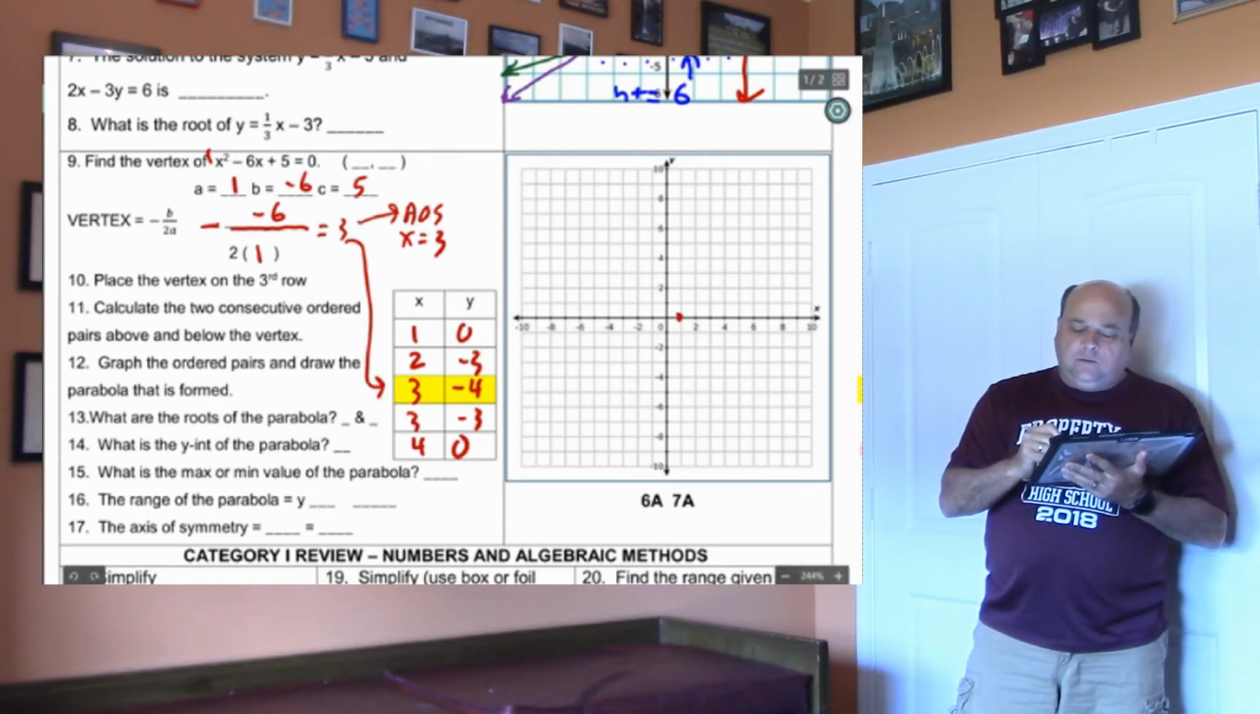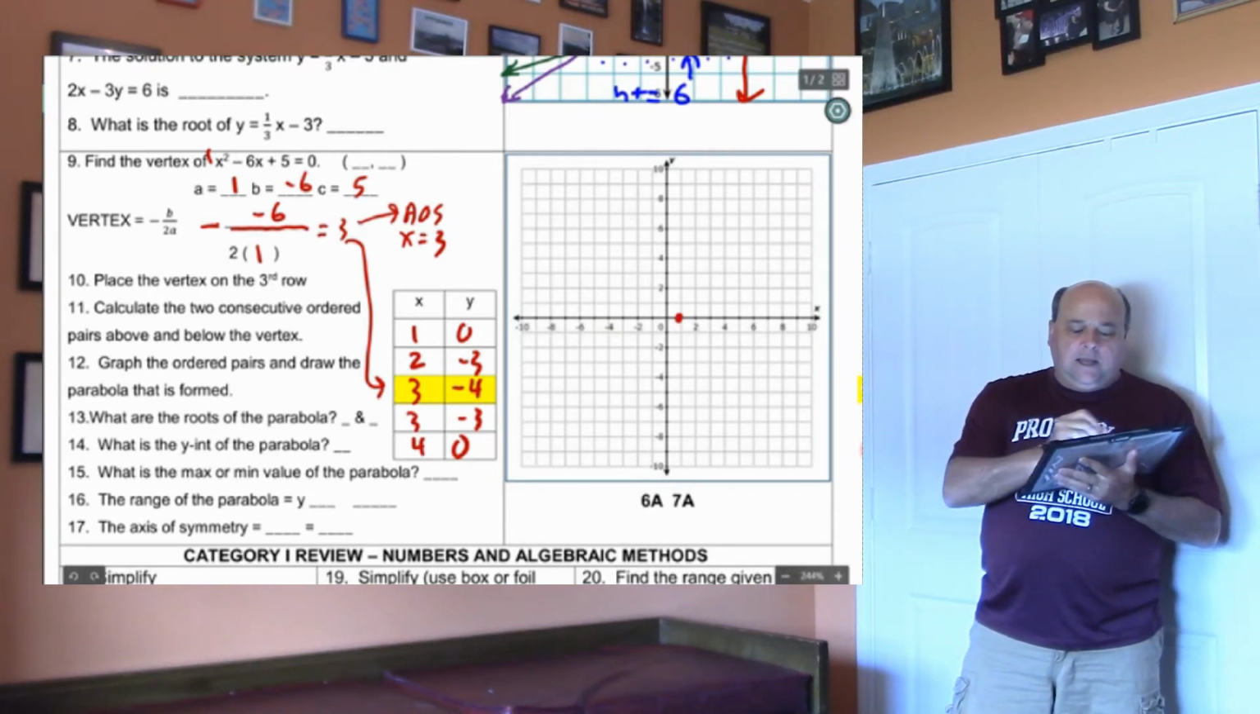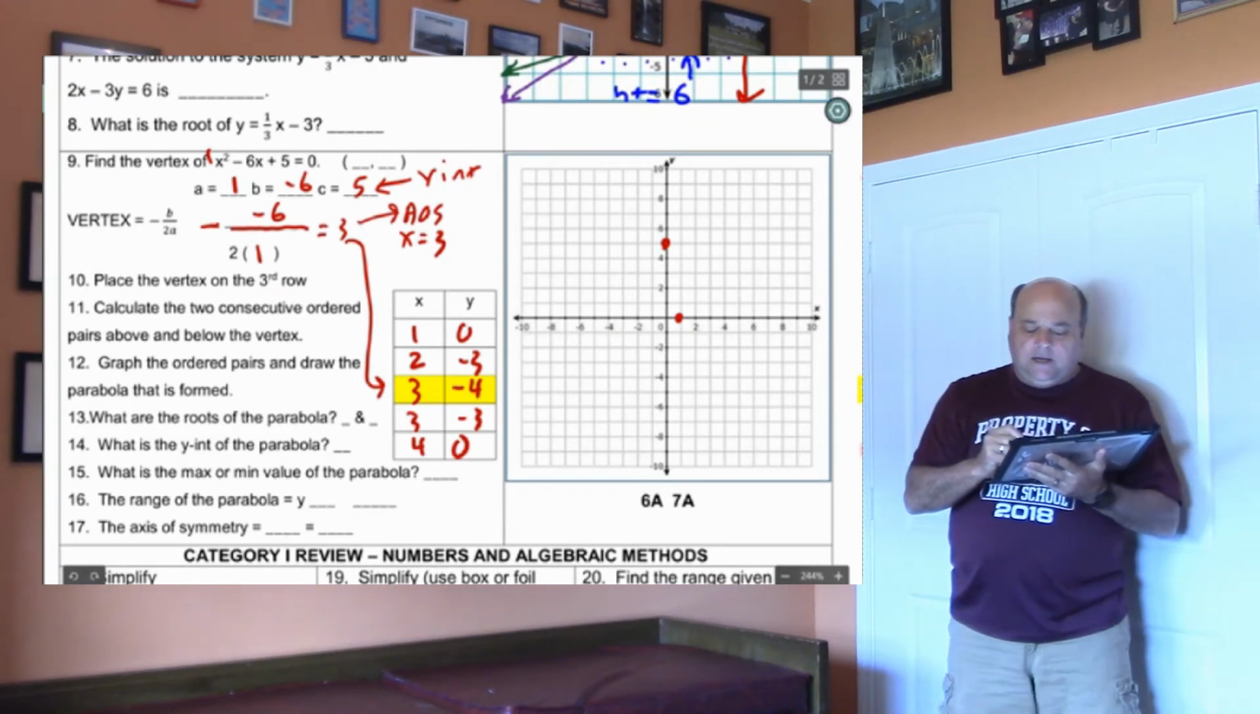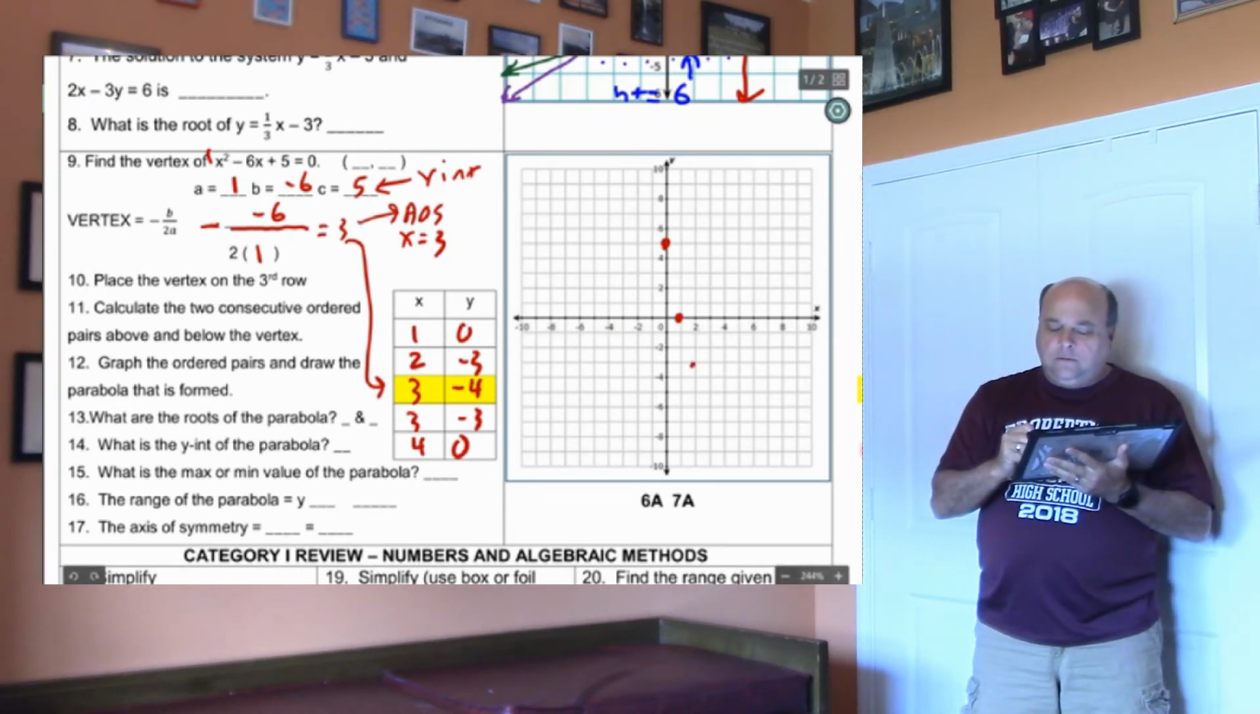It gets all of the numbers we need in here, okay? So 1, 0 is right here. And remember, my y-intercept is going to be this number. It's going to be my C. So it's going to go through the y-axis at 5. And then at 2, negative 3. At 3, negative 4. And this is my minimum, right?